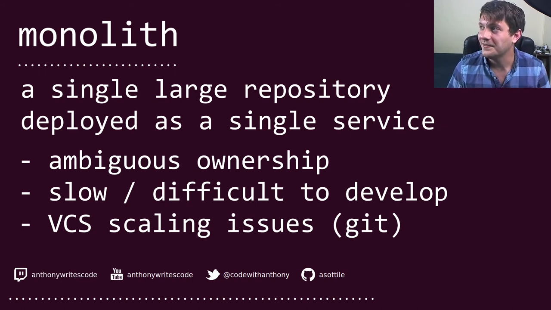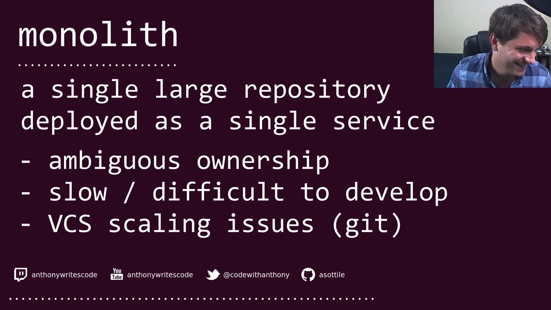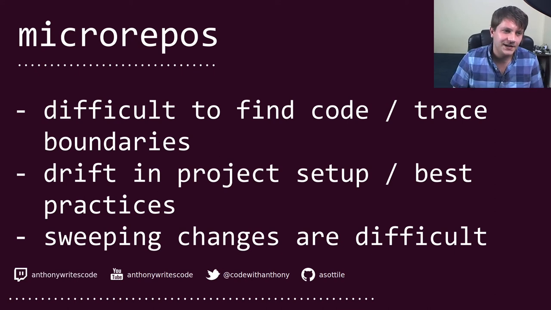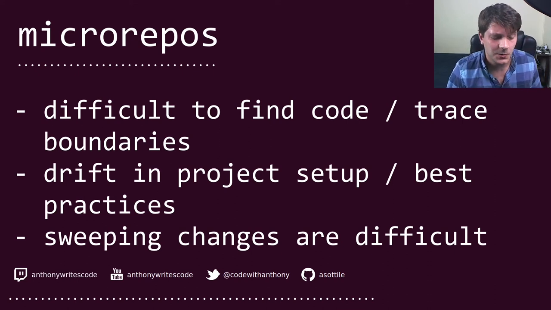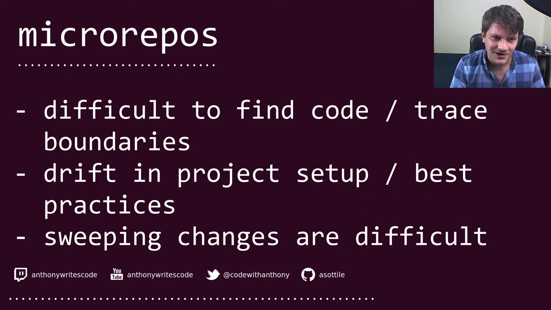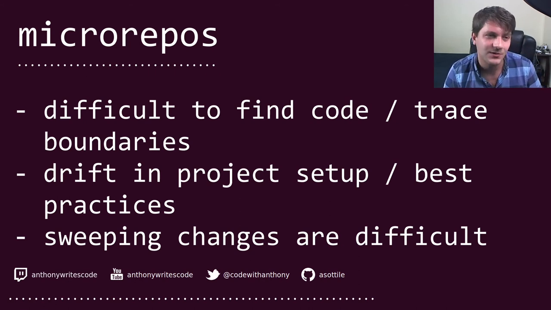However, they're not without their downfalls. So here are some of the problems that micro repos have: it can often be difficult to find code. Say you're one service that calls another service. You want to know, oh, where is this endpoint defined? First, you have to figure out what repository it's in, which can be difficult to find sometimes. And then you have to find what file it's in, and traversing code boundaries can be quite difficult.